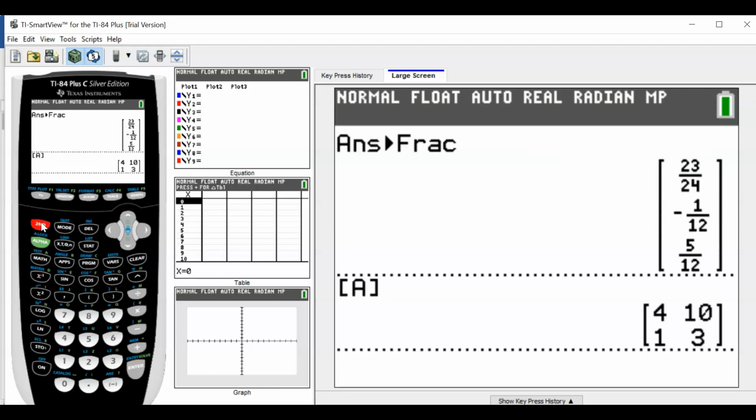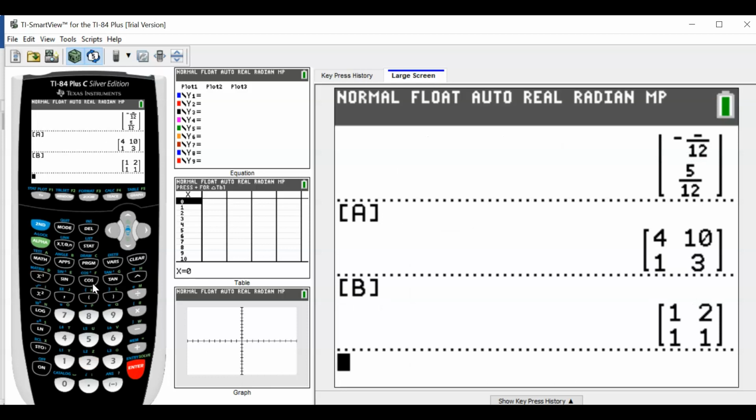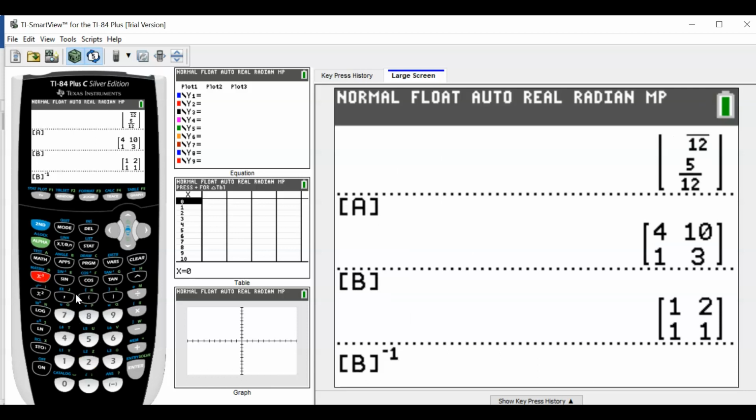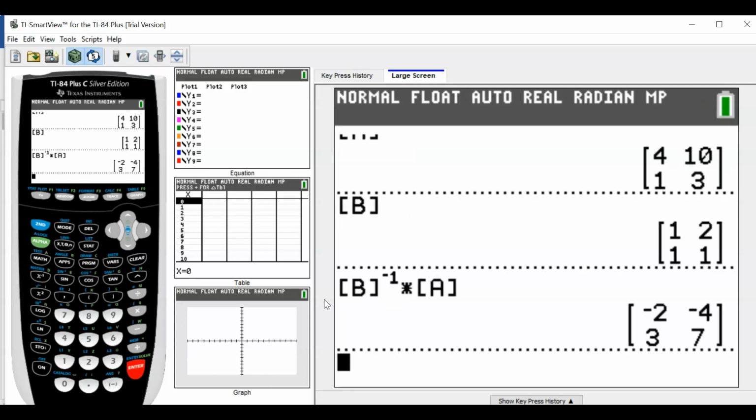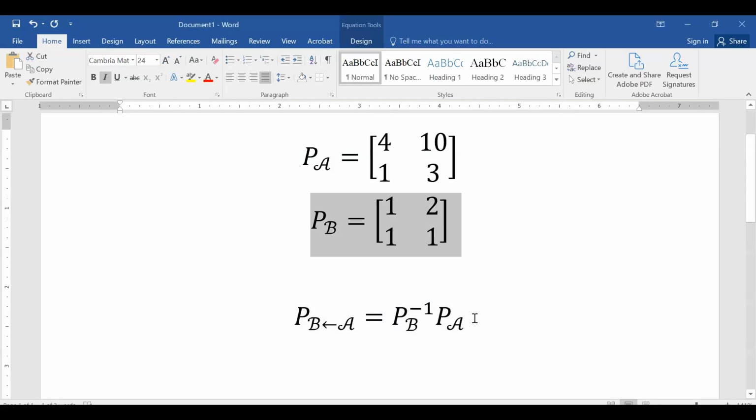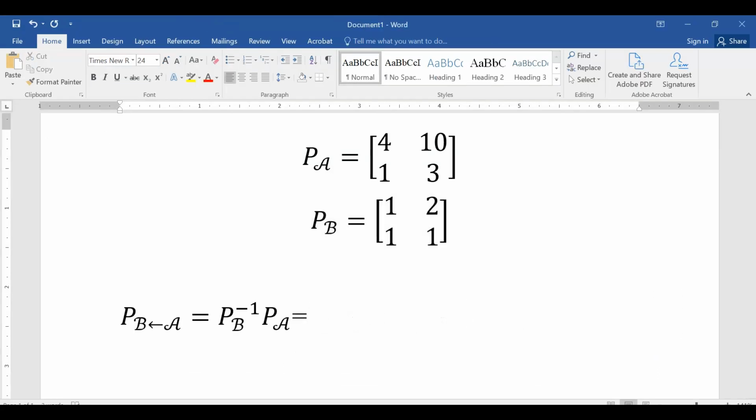So there's matrix A, there's matrix B. And so what we would do is take matrix B, write that one first, take the inverse of that, and then times matrix A, and there you go. Now we go from A to B. All right, so when you did that, we got -2, -4, 3, 7. So that's what we do, -2, -4, 3, 7.